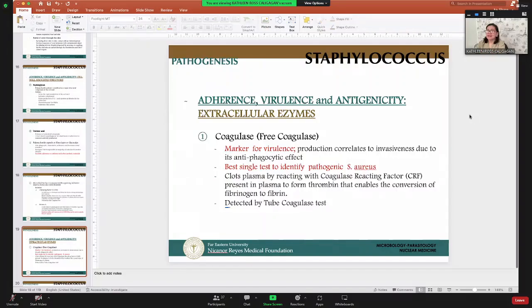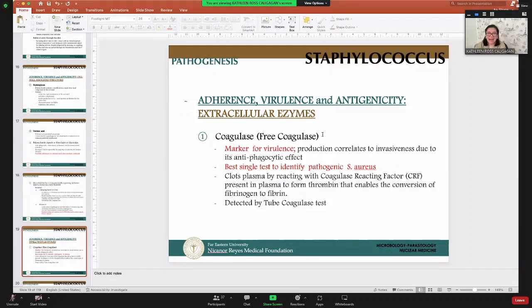Okay, and then we have the extracellular enzymes. Here, the free coagulase. Now, for coagulase, we speak of the free coagulase part. This is a marker for virulence. Production of this correlates to the invasiveness of the infection due to its anti-phagocytic effect. It is considered the best single test to identify pathogenic Staphylococcus aureus.